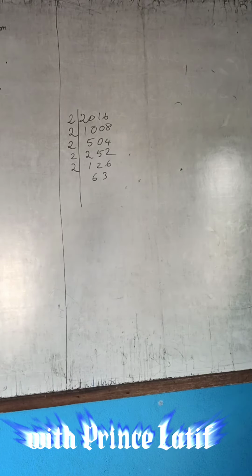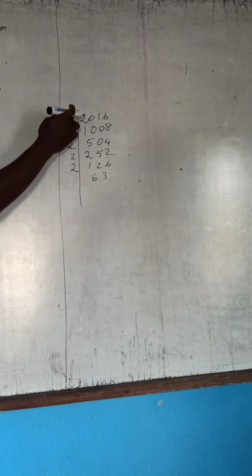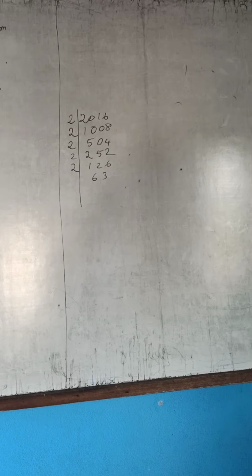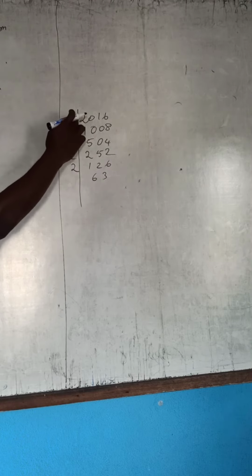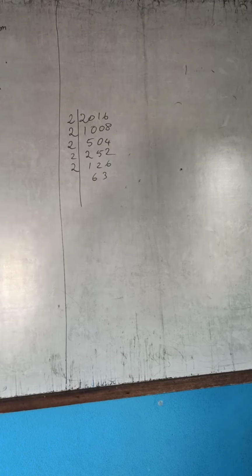So we now change this place to give us 2 raised to the power n, open bracket, 2 raised to the power k minus 1, which is equal to, we know that we have how many 2s here? 2 raised to the power 1, 2, 3, 4, 5. 2 raised to the power 5 multiplied by 63. So all this will give us 2016.